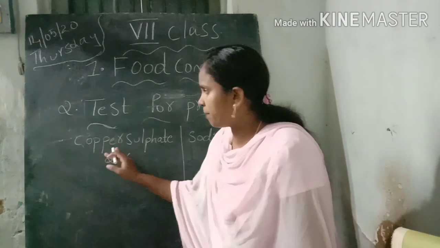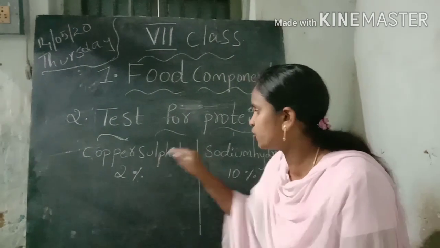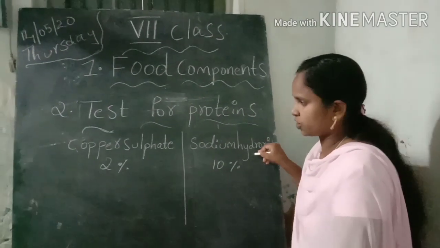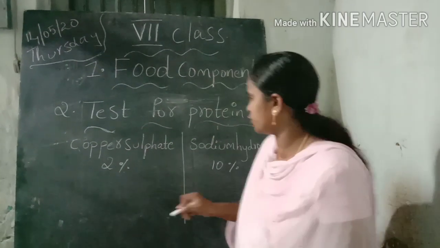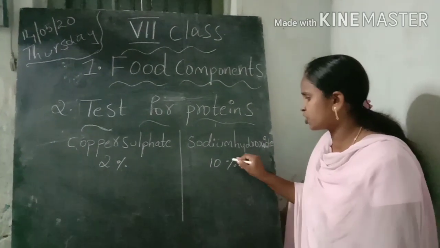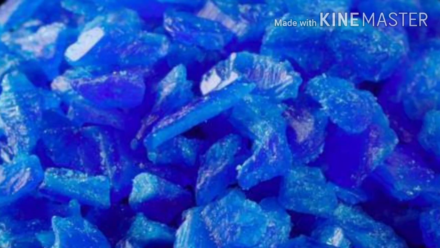Coming to the apparatus, we are using chemical substances: copper sulfate solution and sodium hydroxide solution. We must prepare 2% copper sulfate solution and 10% sodium hydroxide solution. The 2% copper sulfate solution we should prepare before doing the experiment.